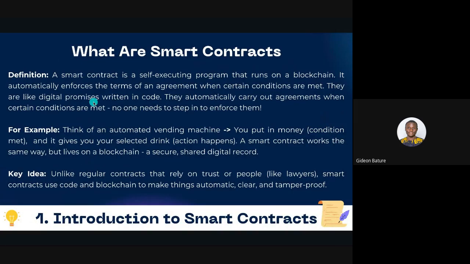Now, what are smart contracts? A smart contract is a self-executing program that runs on a blockchain. It automatically enforces the terms of an agreement when certain conditions are met. They are like digital promises, but written in code. They automatically carry out agreements when certain conditions are met. They don't need anybody to come and enforce them.